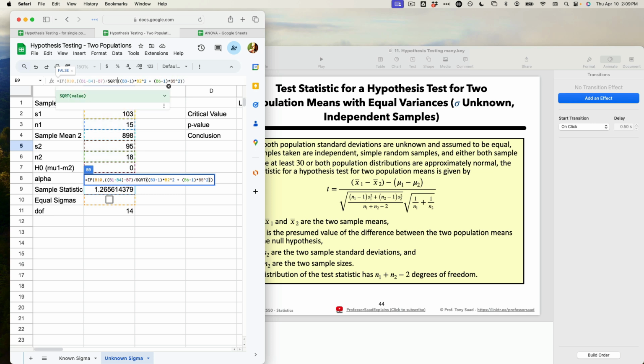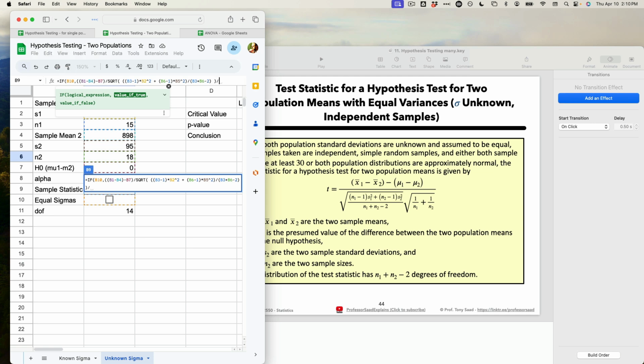Let me just check. Yep, that's going to be in the numerator. I need one more parenthesis here. See what we're doing? This is the numerator divided by another pair of parentheses, n1 plus n2 minus 2.